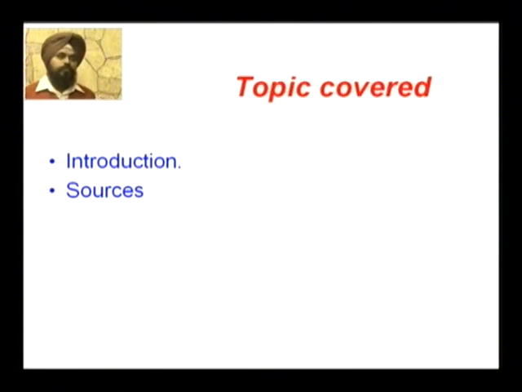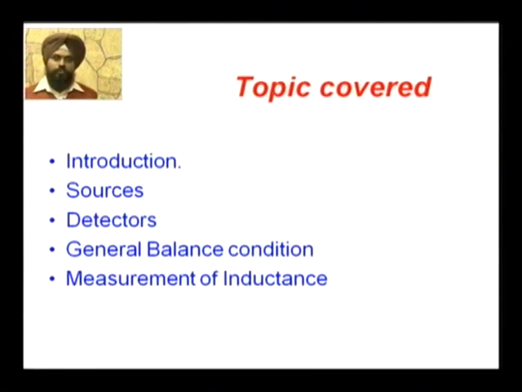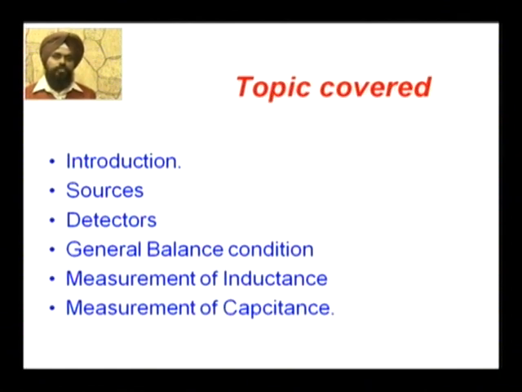Then we will be discussing the sources which will be used for AC bridges, detectors used in AC bridges, general balance condition, measurement of inductance. The various bridges which we will be discussing will be Maxwell's bridge, Maxwell's Wien bridge, Anderson bridge, Hay bridge, Owens bridge. Then measurement of capacitance using De Sauty bridge and Schering bridge.